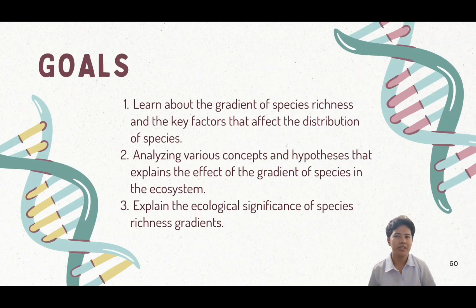Now, the goals of this lesson are to learn about the gradient of species richness and the key factors that affect the distribution of species, while analyzing the various concepts and the hypotheses that explain the effect of the gradient of species richness in the ecosystem. And lastly, to explain the ecological significance of species richness gradients.